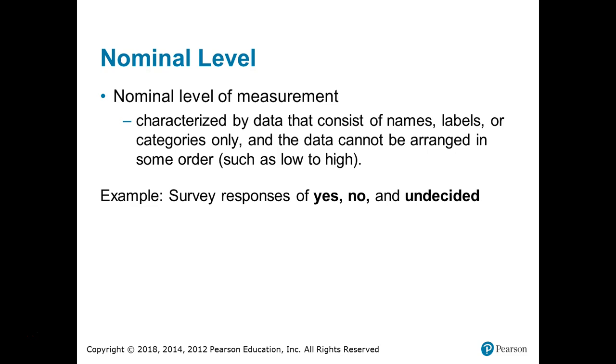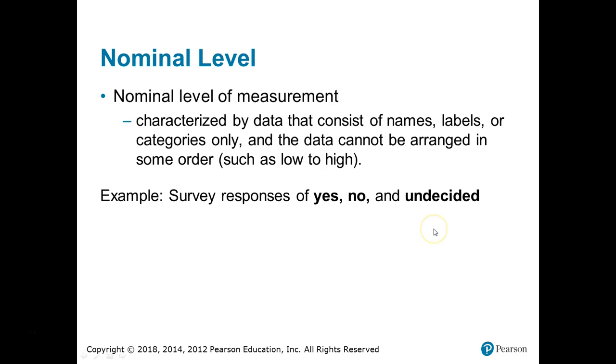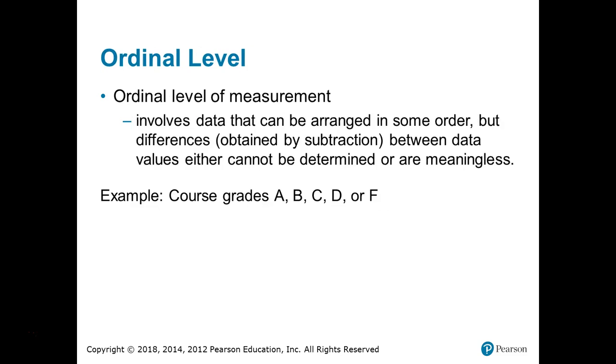So let's look at nominal. Nominal is characterized by data that consists of names, labels, or categories only, and the data cannot be arranged in an order. So, survey responses of yes, no, undecided, anything that cannot be put into a list of ascending or descending order. Ordinal levels involve data that can be arranged in some order, but differences obtained by subtracting the lower from the higher between data values either cannot be determined or are meaningless. So course grades would be an example of an ordinal level.